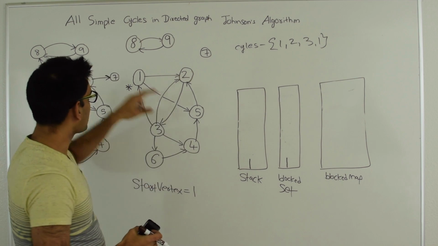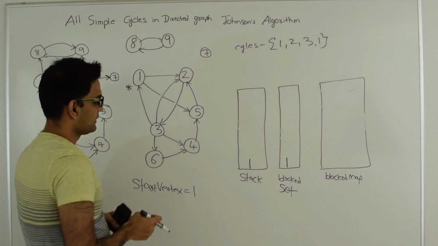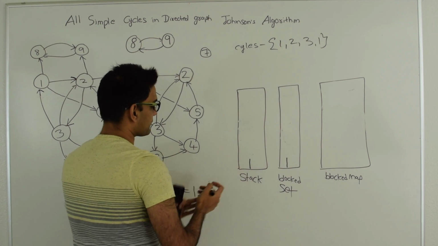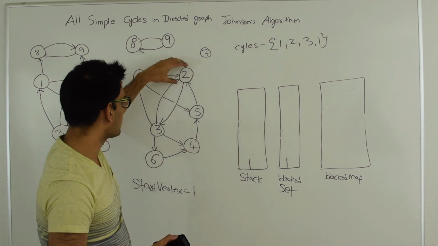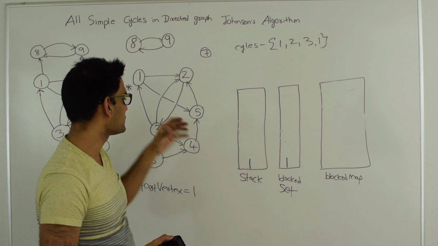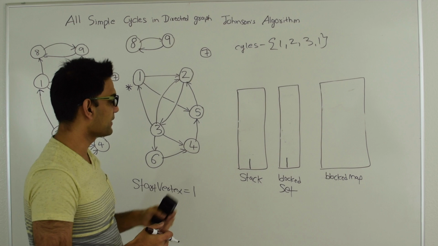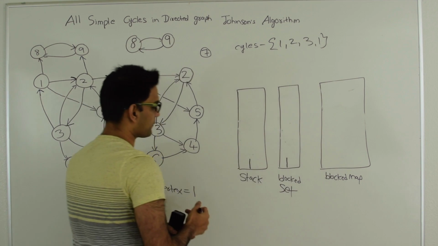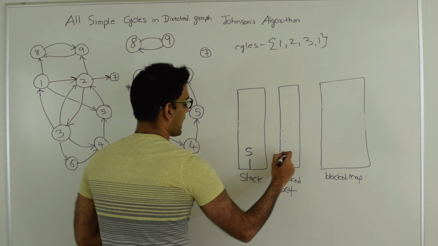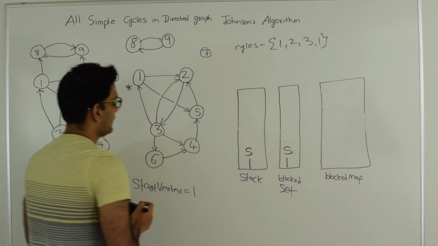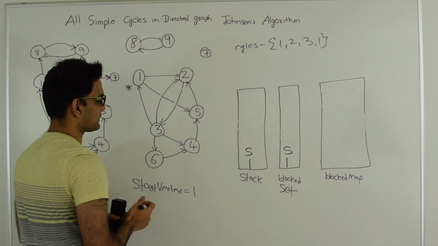So now we come back to 1, and 1 has another vertex 5. And 5 is not part of the block set. Why? Because since 2 got unblocked, we removed 5, which means that we opened up the possibility for another cycle going through 5. And now that 5 is not part of the block set, we can explore 5. So we add 5 to the stack, 5 to the block set, and then we're going to explore neighbors of 5. So neighbor of 5 is 2, and now we'll repeat the process like before.